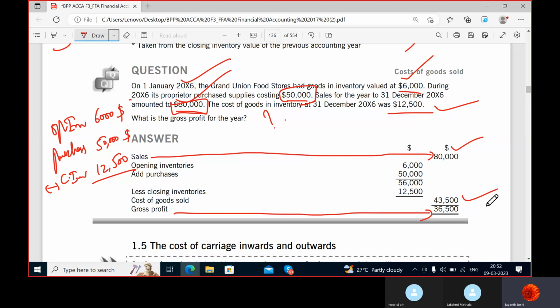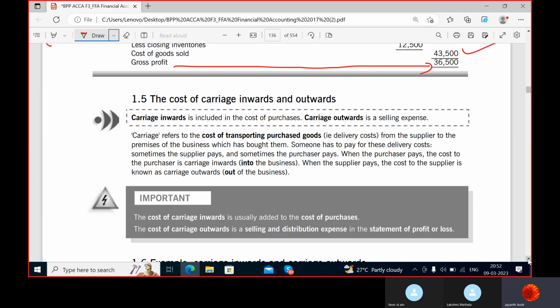Yes, sir. Okay. Now the next section, cost of carriage inwards and outwards. We are going stage by stage. Till now, we did not consider any cost. Now we are going to consider the cost. Okay. Please focus here. Carriage inwards is included in the cost of purchases. Carriage outwards is a selling expense.